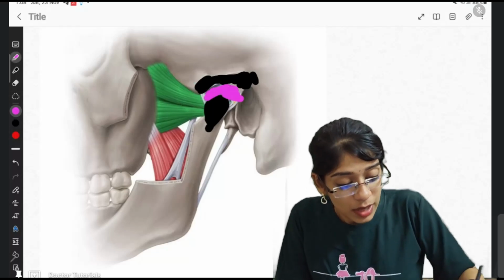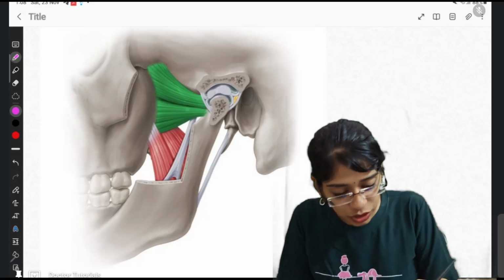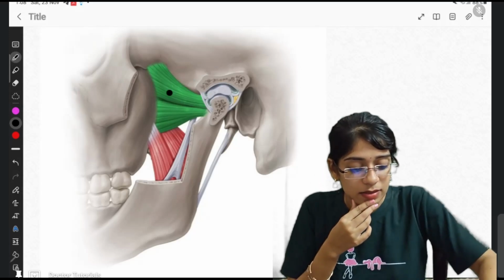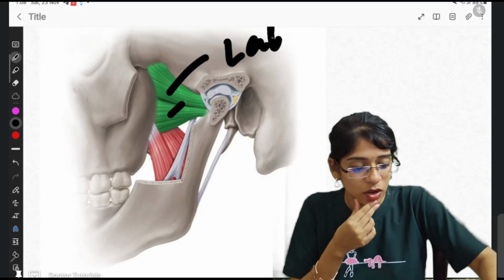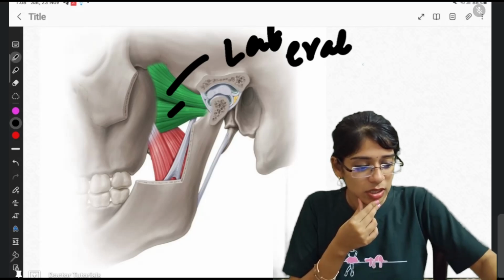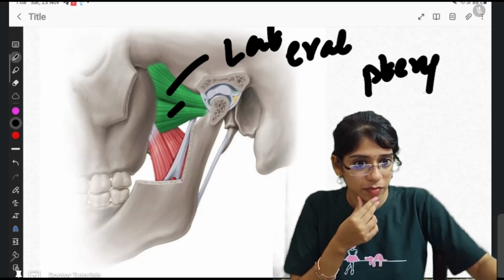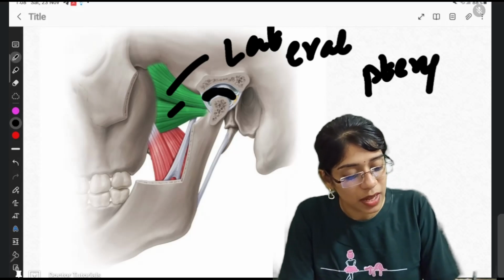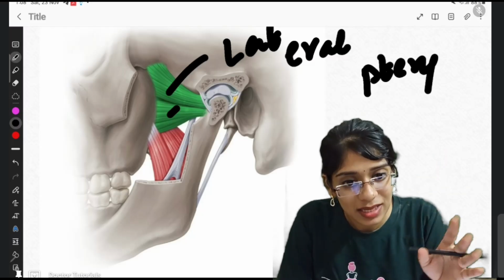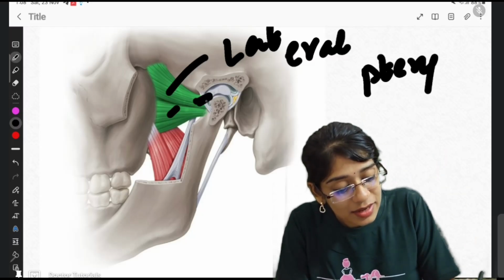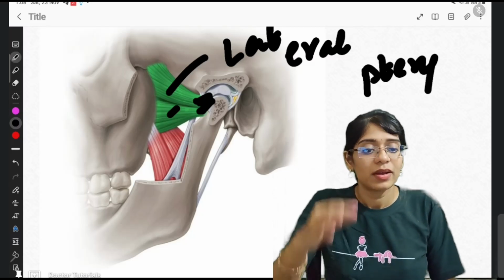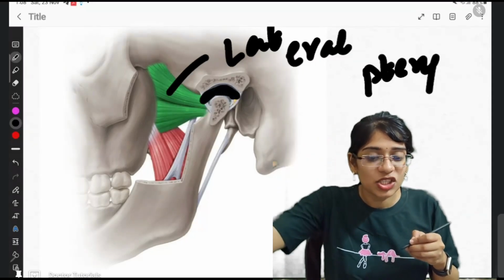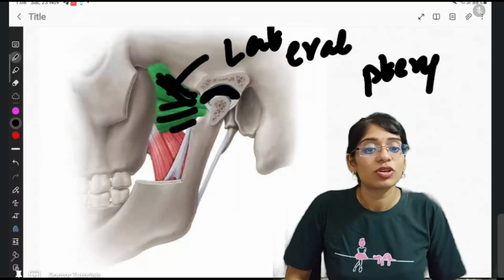articular surface. Now in BD Chaurasia, it's clearly mentioned. Tell me, which muscle is this that I've drawn in green? It is the lateral pterygoid, am I right? Now, in our textbooks, it's clearly mentioned that this articular surface of the temporomandibular joint is nothing but the degenerated fibers of the lateral pterygoid. Let me tell that again. This articular surface that you see here is nothing but the degenerated part of this muscle, the lateral pterygoid.